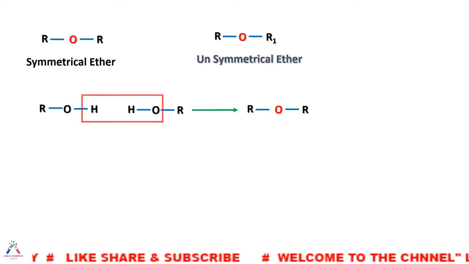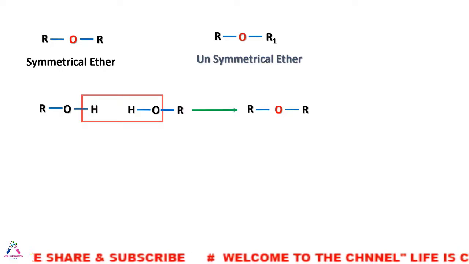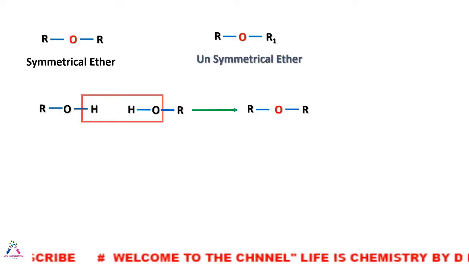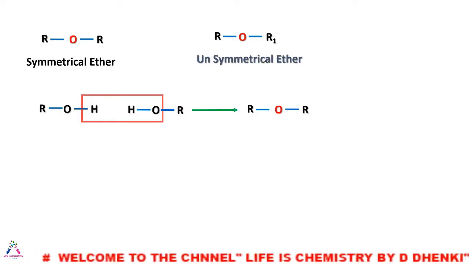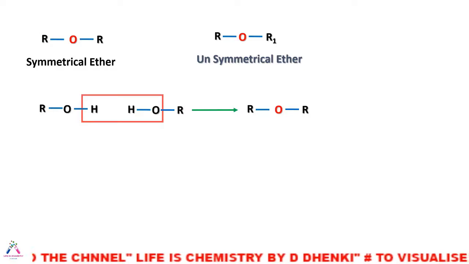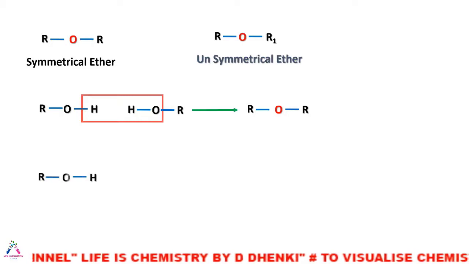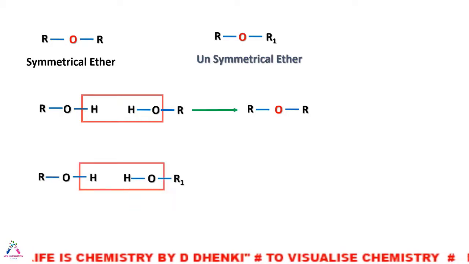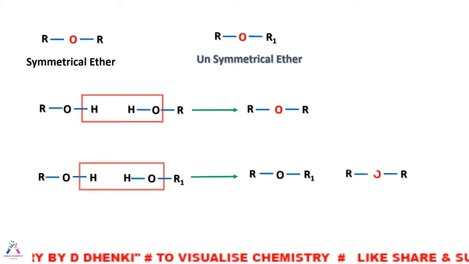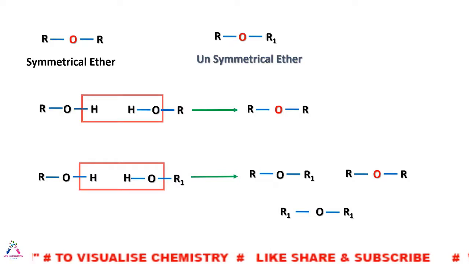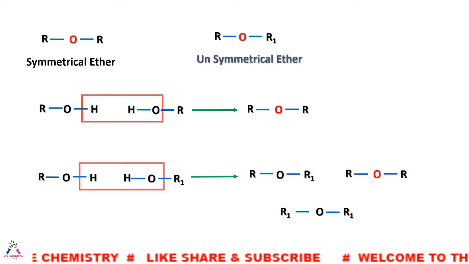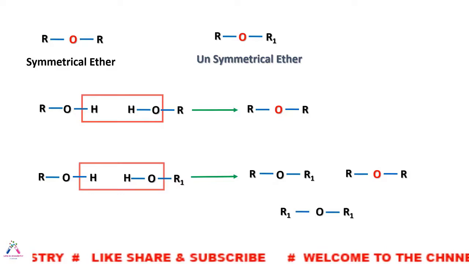Now if we want to prepare the unsymmetrical ether in the same process, that is the dehydrating process, then we have to take ROH and another alcohol, R1OH, and dehydrate it at 140 degree centigrade temperature. When we dehydrate it, we face a problem. The problem is that our main product, the unsymmetrical ether, is produced, as well as some symmetrical ethers, which are ROR and R1OR1.